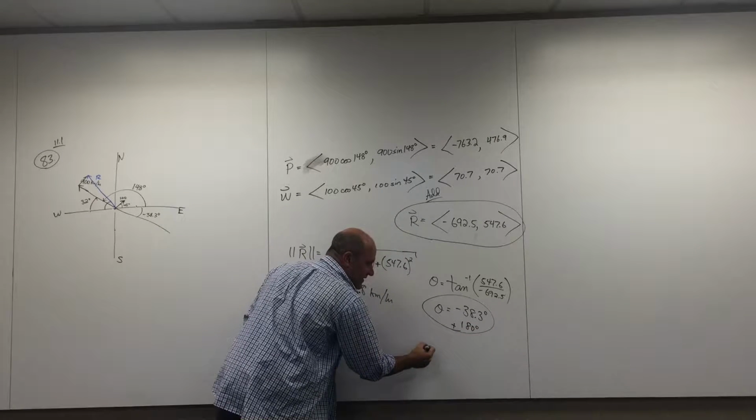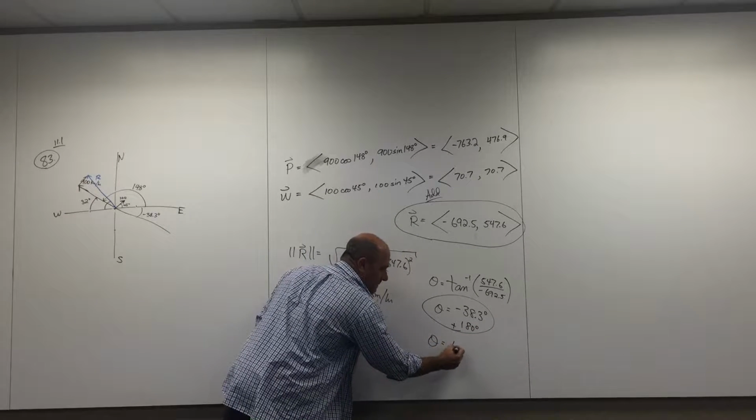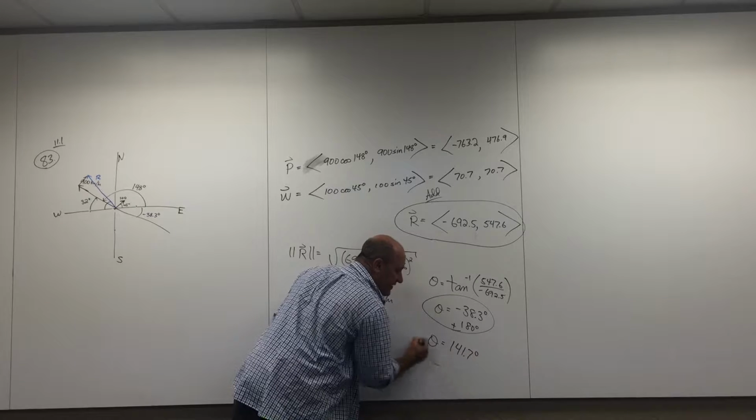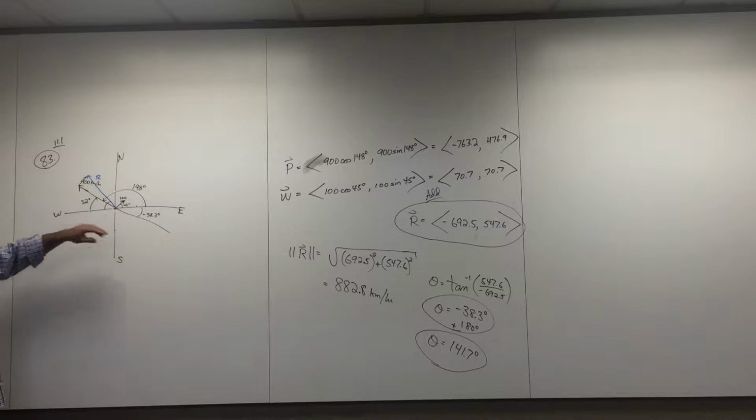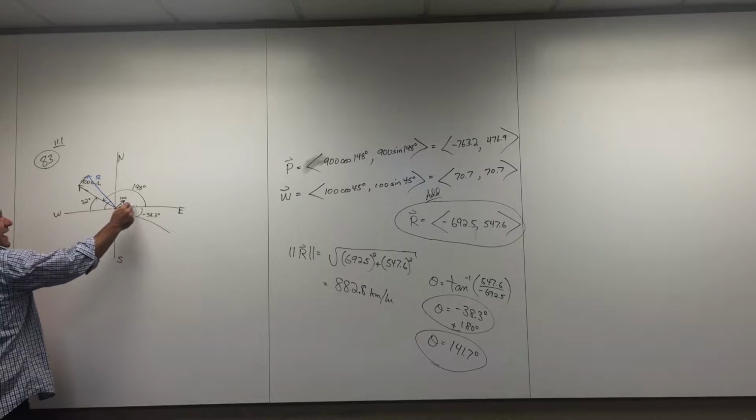And what is the answer now? 141.7. 141.7 degrees. Now, hold on. I'm going to circle that and call that my answer. But that's the name of the angle measured in standard position.